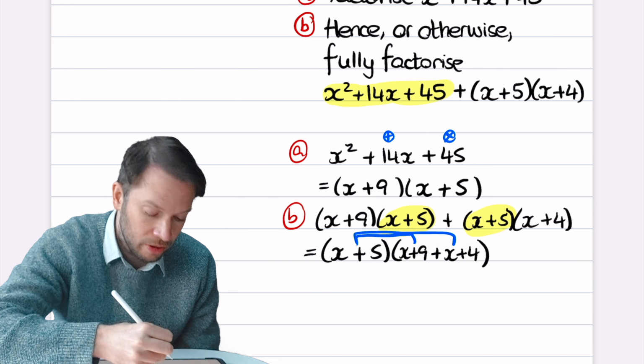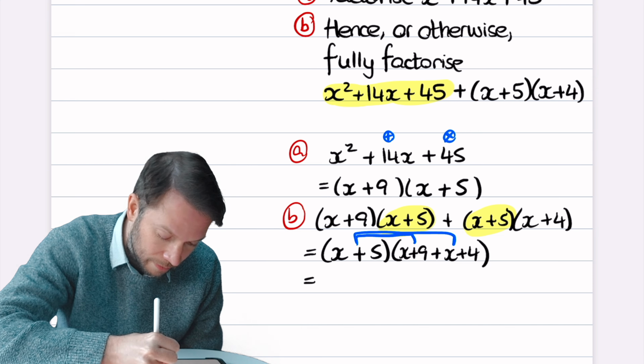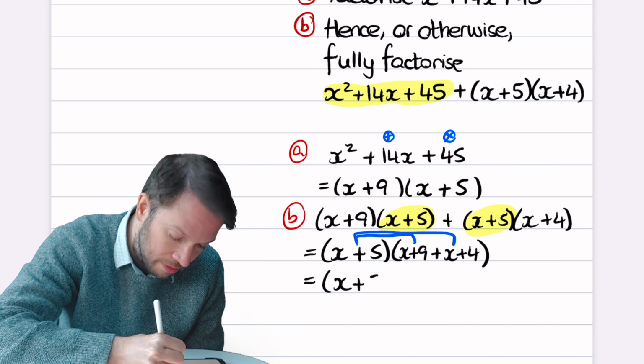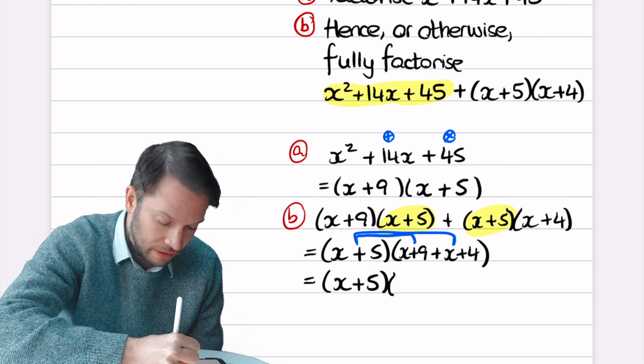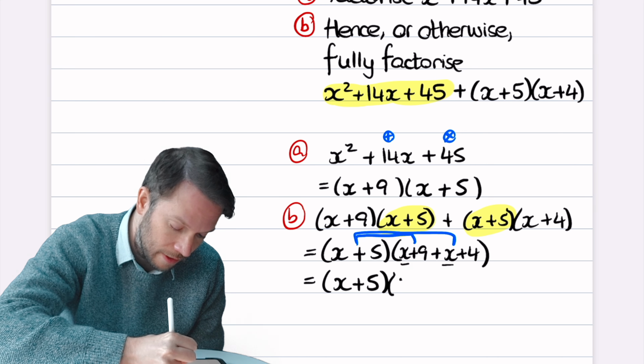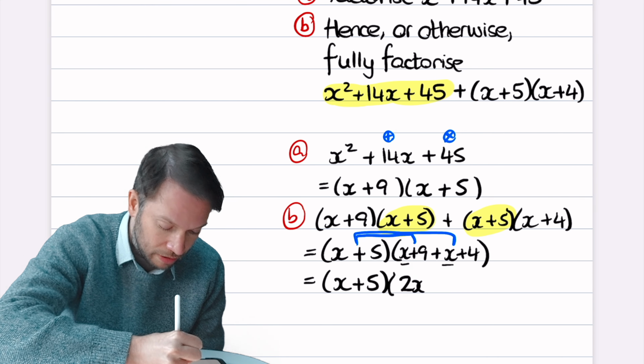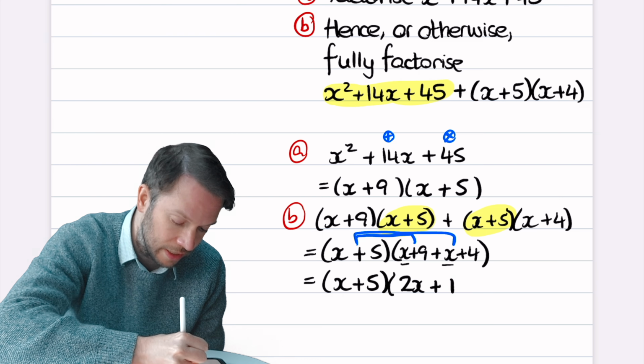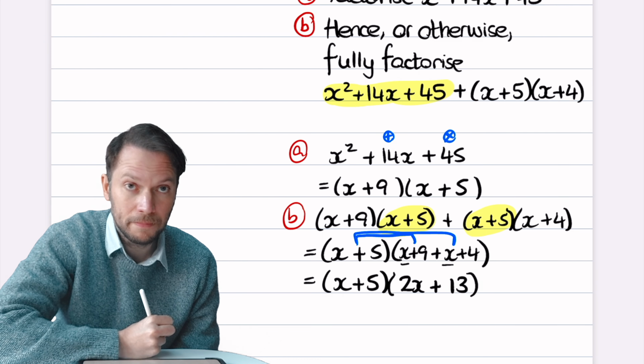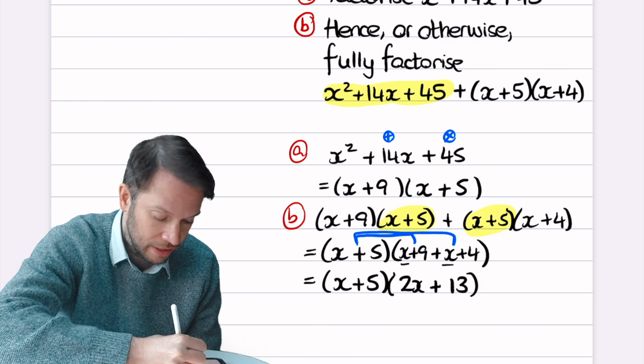And then all we need to do is just tidy up that second bracket. So we can collect like terms. We've got x plus x here, which is 2x. And we've got the 9 plus 4 there, which is 13. And we are done. That is the fully factorised expression.